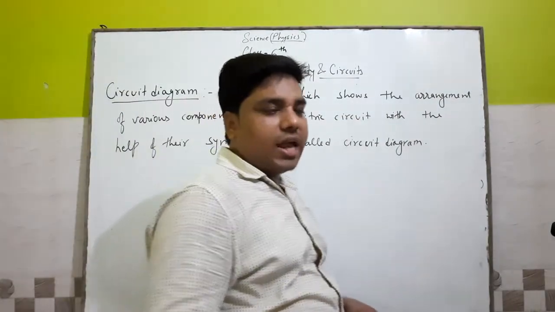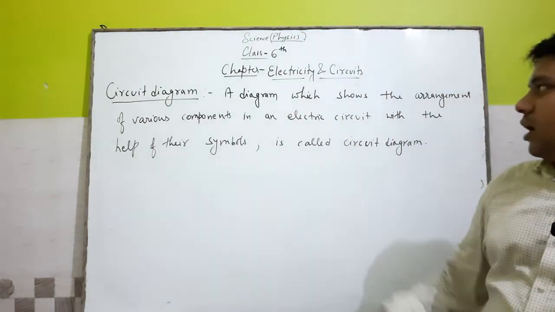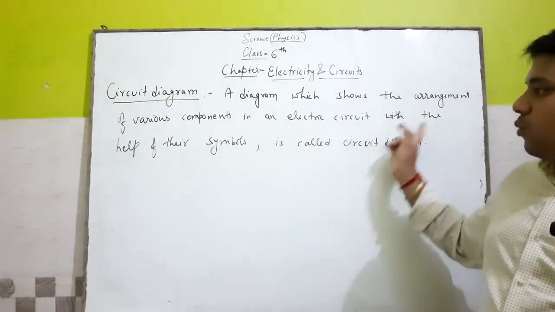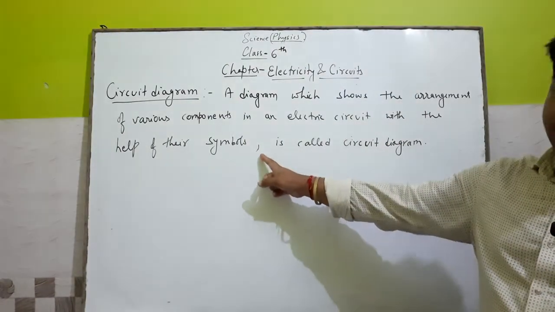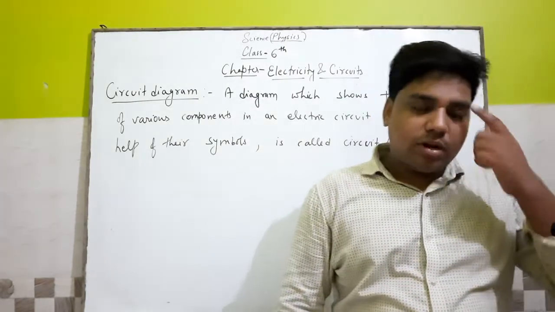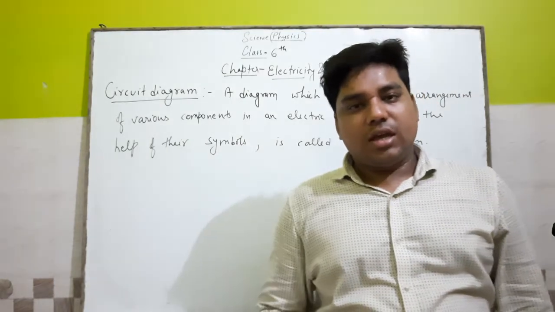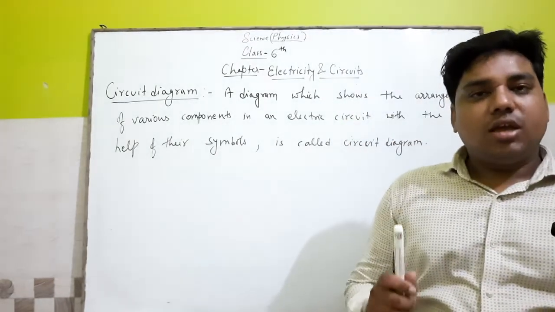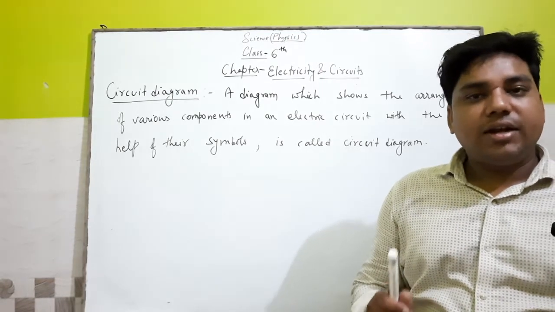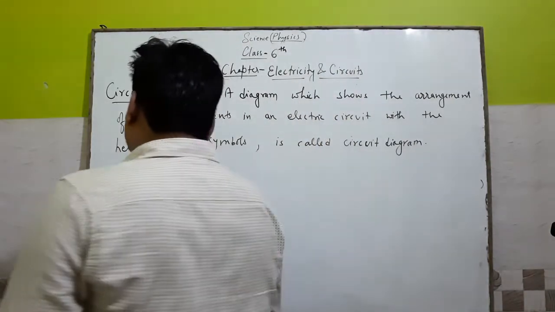A diagram which shows the arrangement of various components in an electrical circuit with the help of symbols is called an electric circuit diagram. There are two types of circuit diagram. The first one is closed and the second one is open. Means in one circuit diagram the current is flowing and in the second one the current does not flow. Let's see here open and closed circuit diagram.